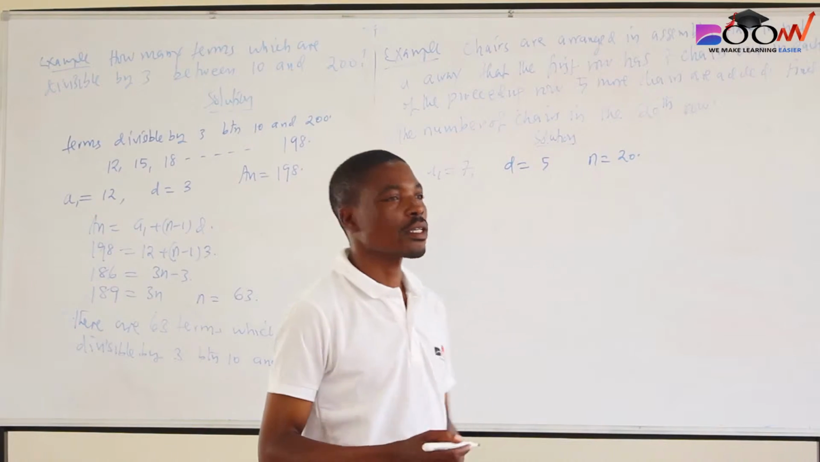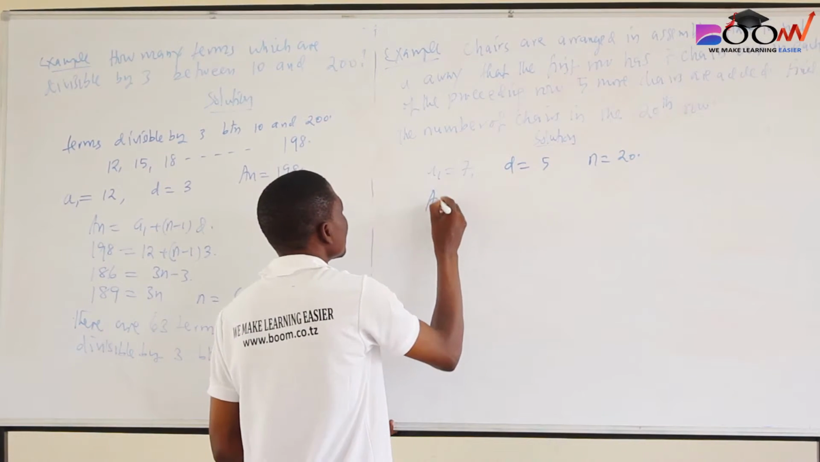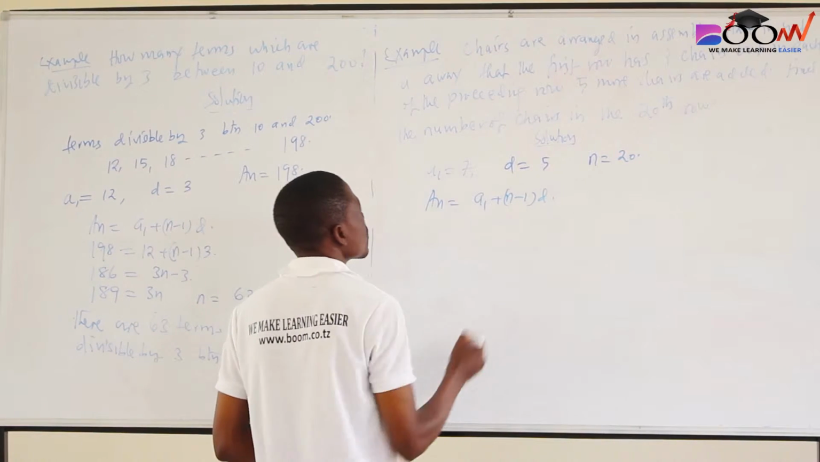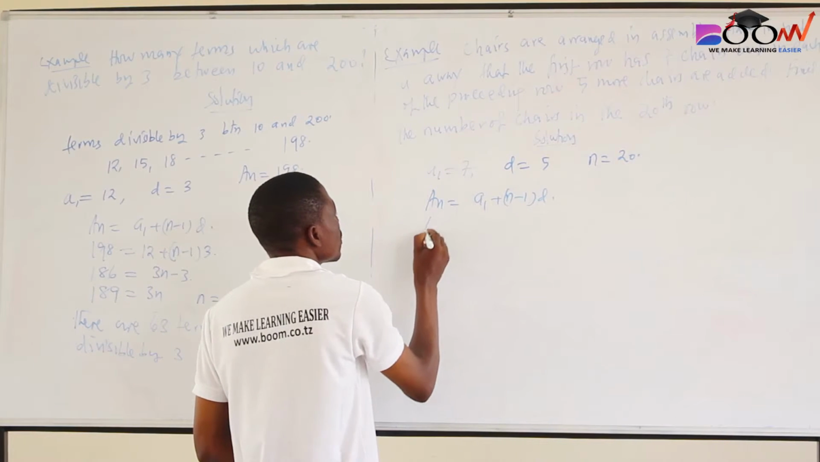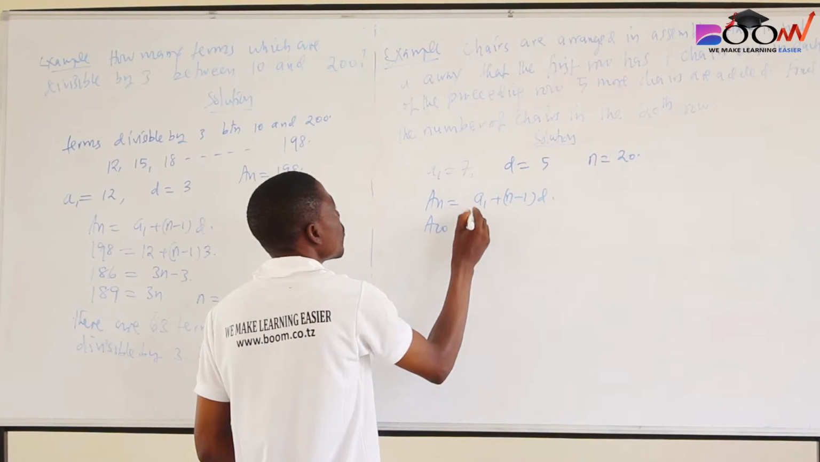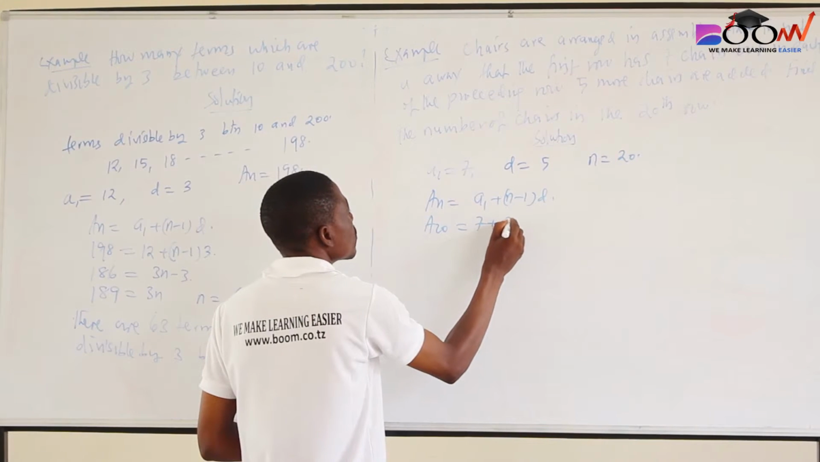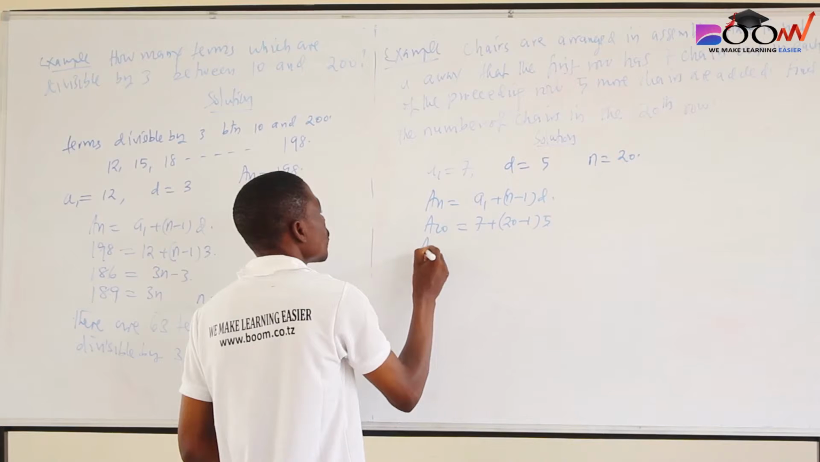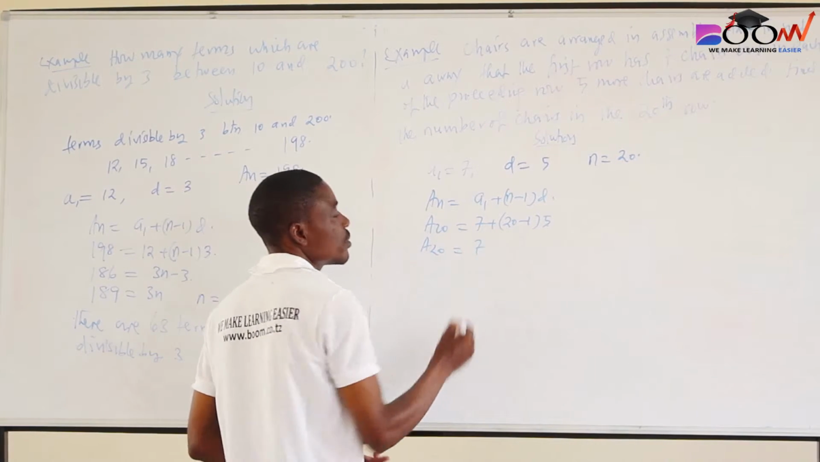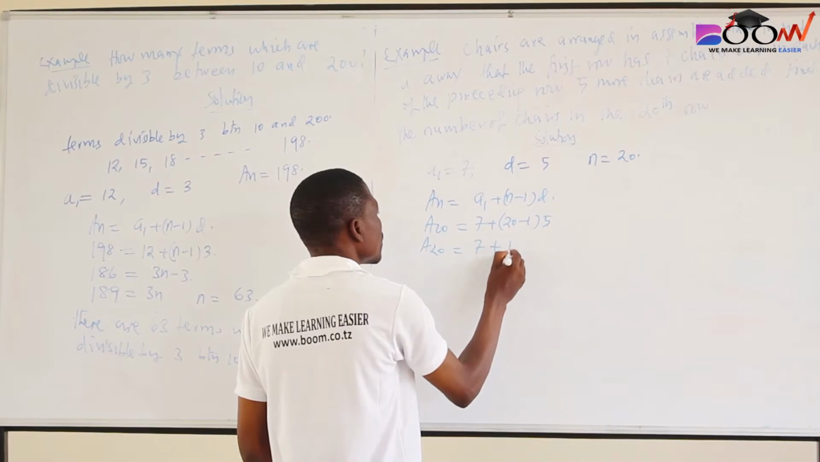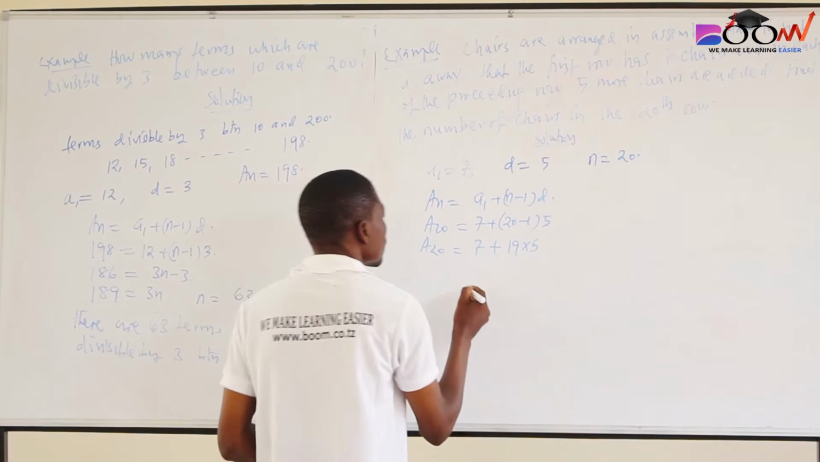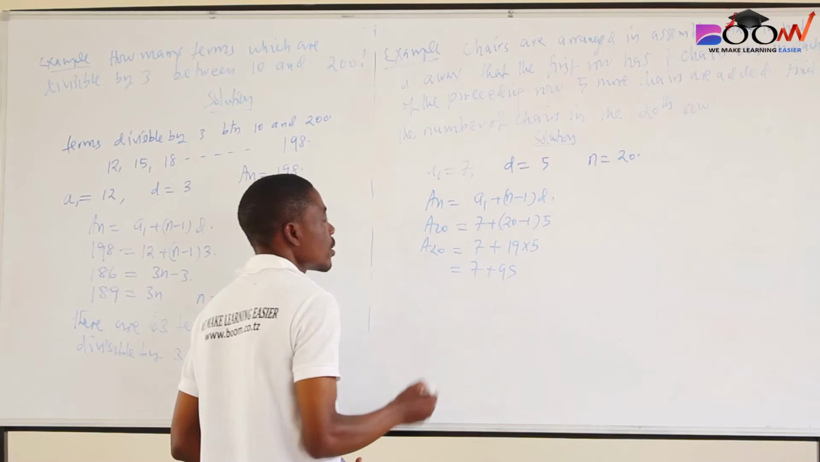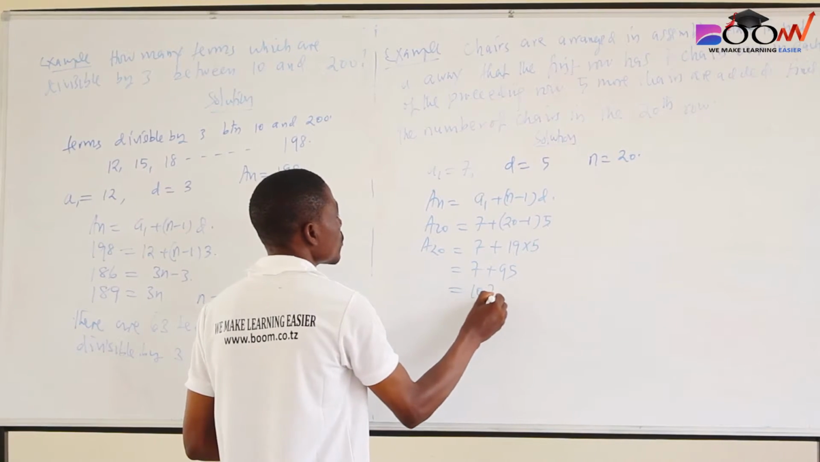Our formula is AN is given by A1 plus N minus 1 times the common difference. Therefore, with N equal to 20, A20 is A1, which is 7, plus 20 minus 1 times the common difference, which is 5. This is 7 plus 19 times 5. This is 7 plus 95. Here it becomes 102.